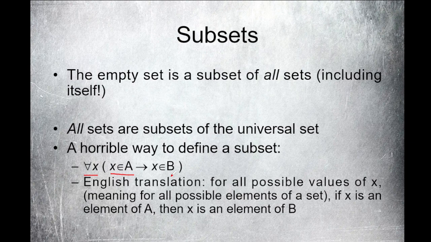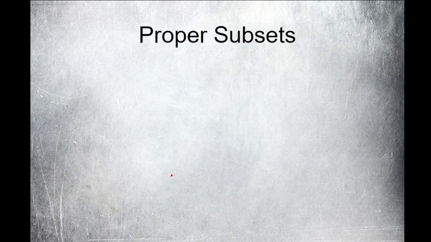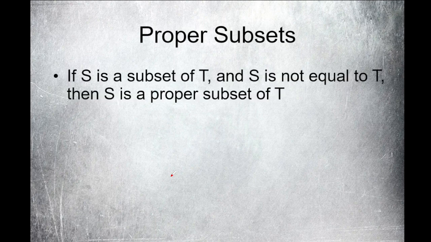Okay. So if X is an element of A, then it implies that X is an element of B also. Now there is another type of set that is called a proper subset. Now we have studied subset. Let's see proper subset. A set will be called a proper subset if S is a subset of T, but S is not equal to T. Then it will be called a proper subset.